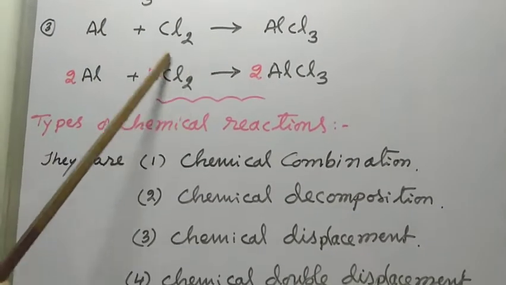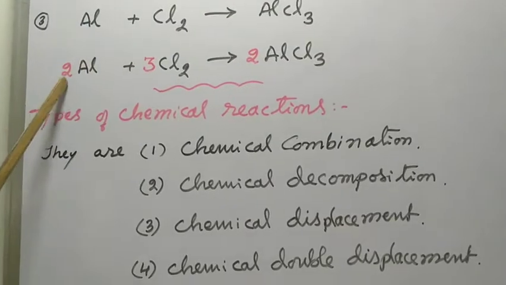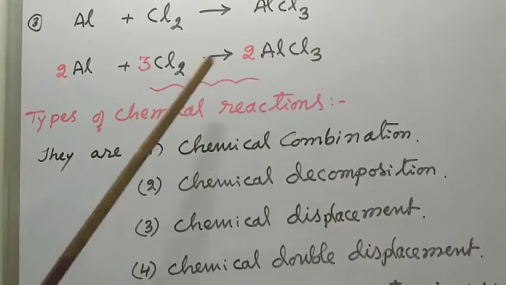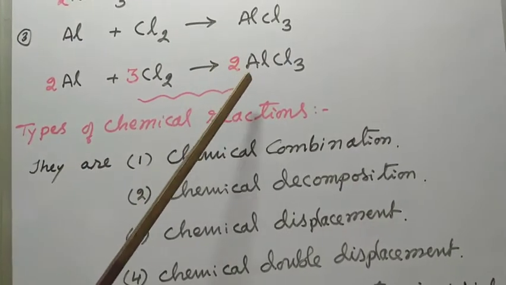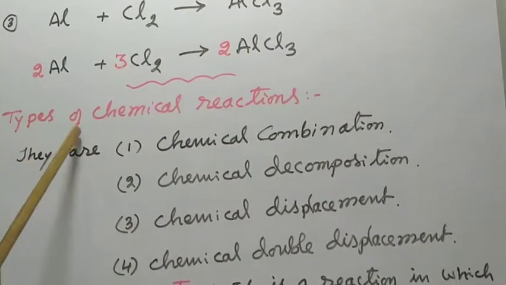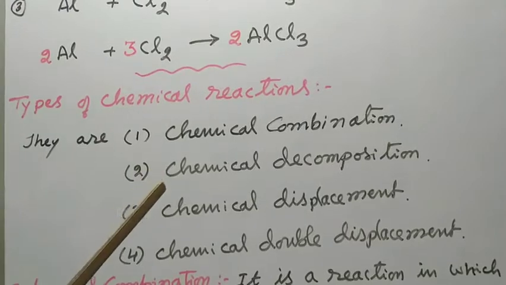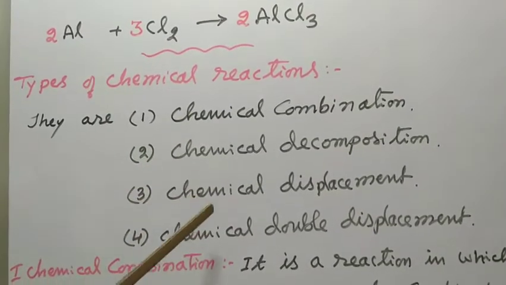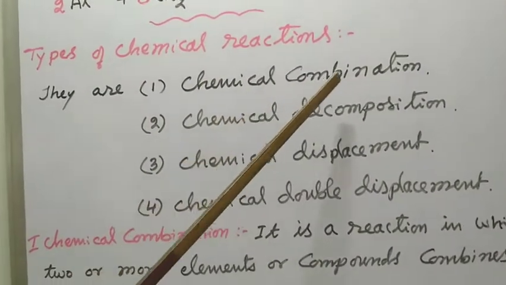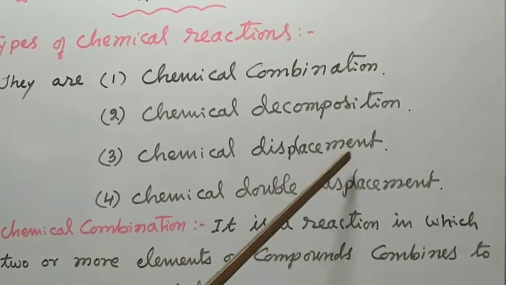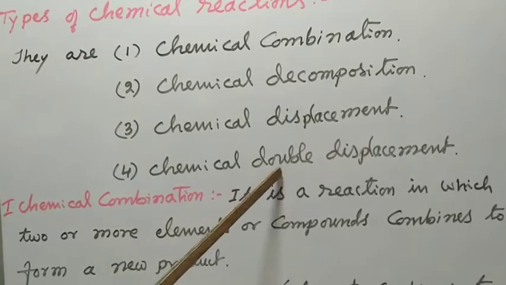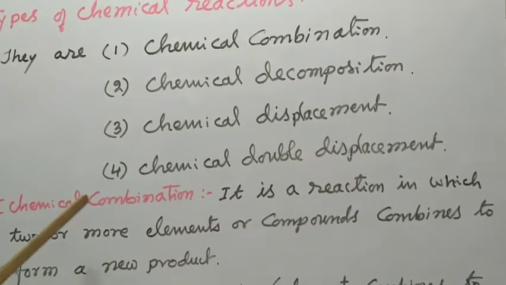So in left hand side, all elements are correct. In right hand side also correct. In this way, we have to balance the chemical equation. Now, types of chemical reactions. These are the 4 types of chemical reactions: chemical combination, chemical decomposition, chemical displacement, and chemical double displacement.